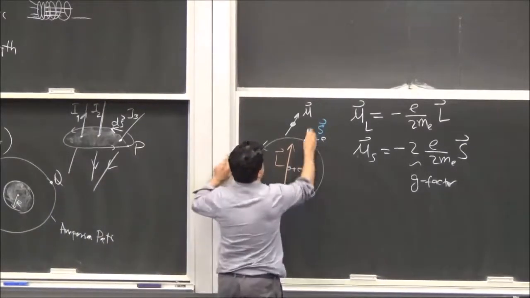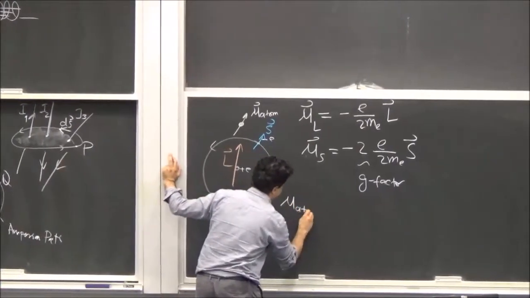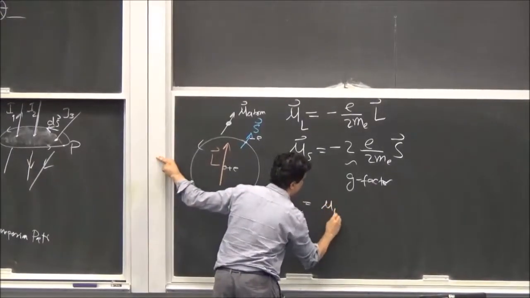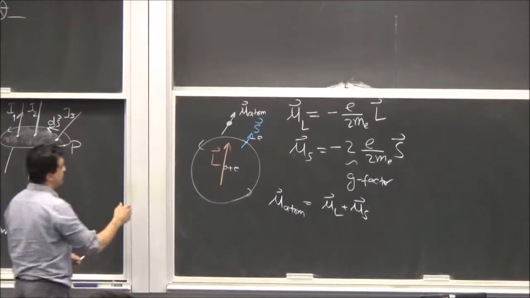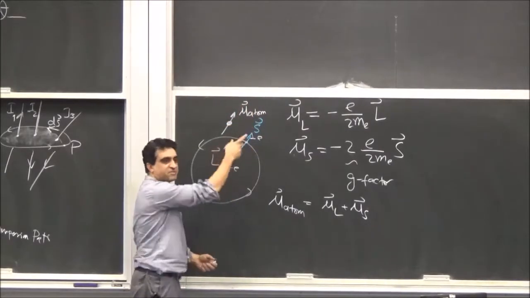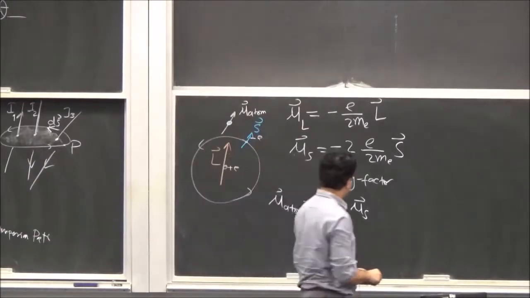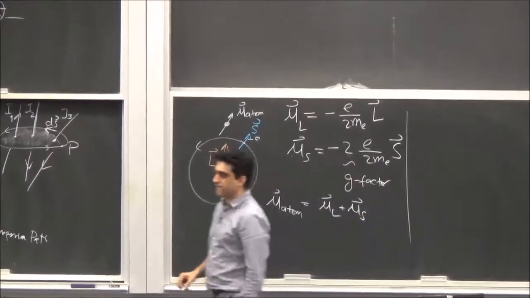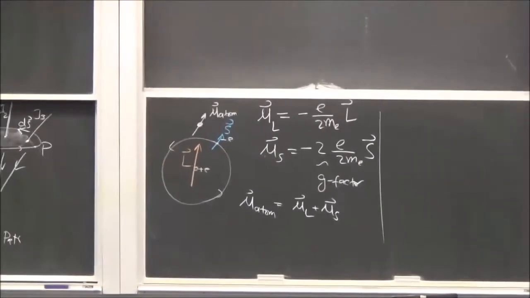So what would be the total magnetic moment of the atom? It would basically be the vector sum of both of these magnetic moments. If you take an atom with a certain magnetic moment, you might have a contribution from both of them, due to the orbital motion plus due to the spin motion. It's a vector addition. Can we assume the same direction? No, never. We are just saying that we are vectorially adding them. We don't know about the direction yet.